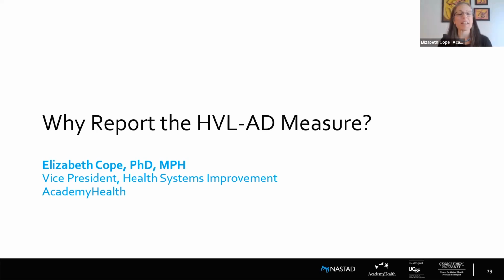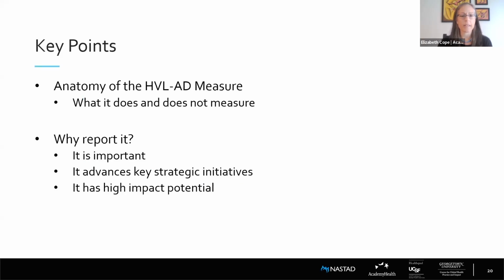All right, it is my pleasure to spend a little time talking about what this measure is and where some of the opportunities are for it to make a difference. So let's go to the next slide. Great. Here's the ground I'm going to cover. First, I'm going to walk through at a high level what this measure is, and then we're going to look at why reporting it is valuable.